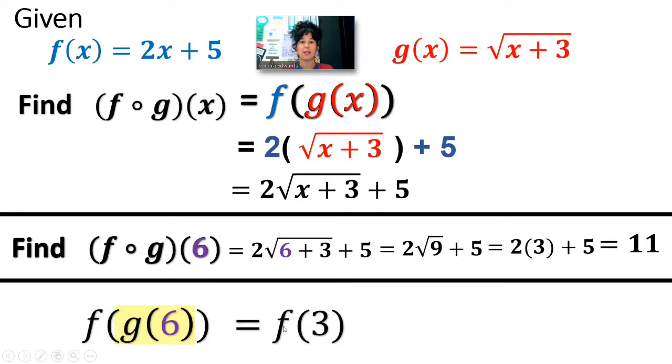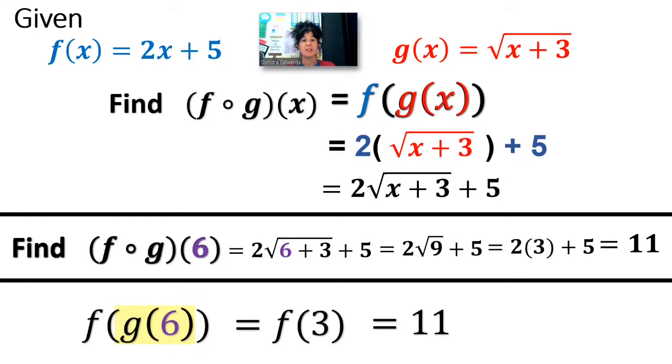Next, I'll find what is f of 3. So if I substitute 3 back into the f function, I'll have 2 times 3 plus 5, and we get 11. Notice we got the same answer two different ways. One method is you find the answer to the composition and then substitute 6. The second way is to rewrite f composition g of 6 in another way using a different type of notation, and then we can just evaluate the g function at 6, get an answer, and evaluate the f function at 3.